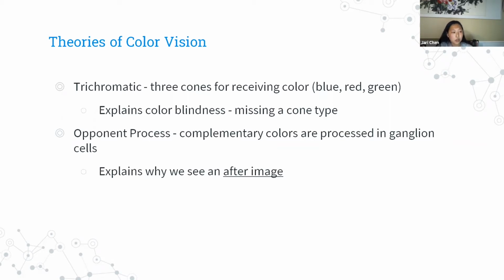There's also opponent process theory, which is basically that complementary colors are processed in the same type of cell. So this explains why we see an after image. Maybe you can try doing this after my lecture. If you stare at a red screen for like 30 seconds or so, and then you look at a white screen, there will be an after image of green when you look at the white screen, which is pretty cool. Yeah, you could go try that.